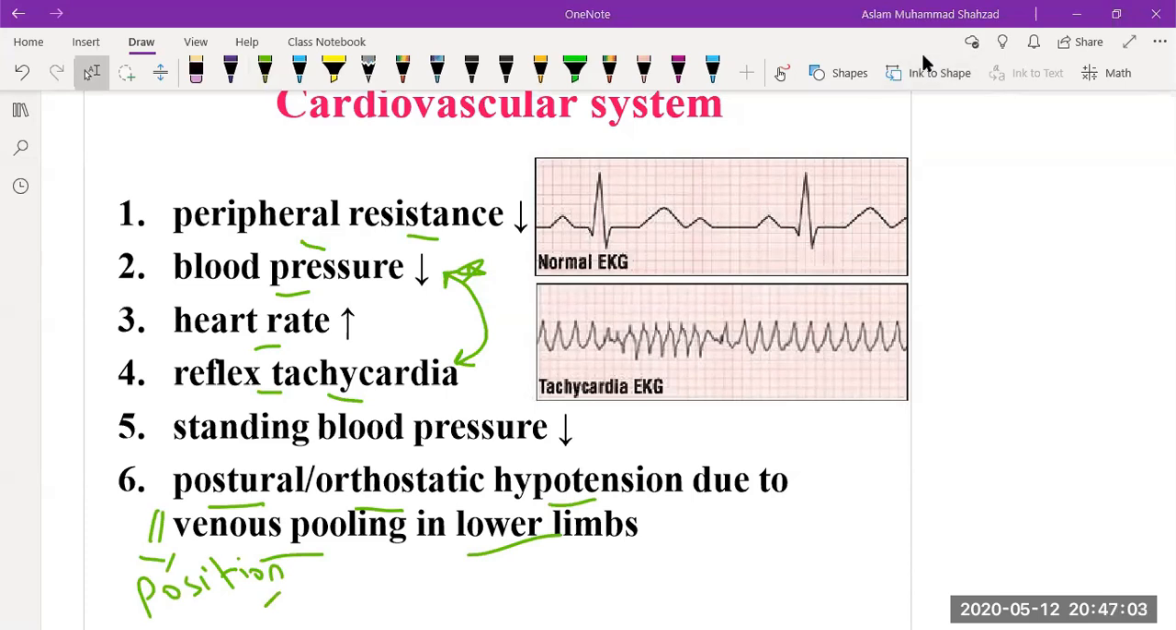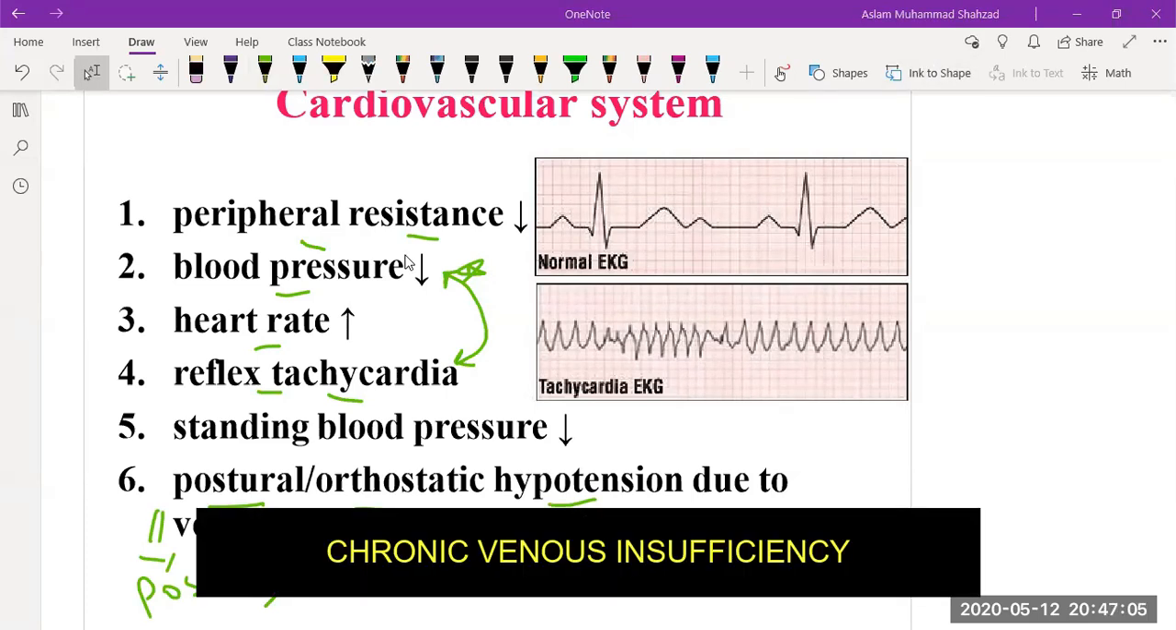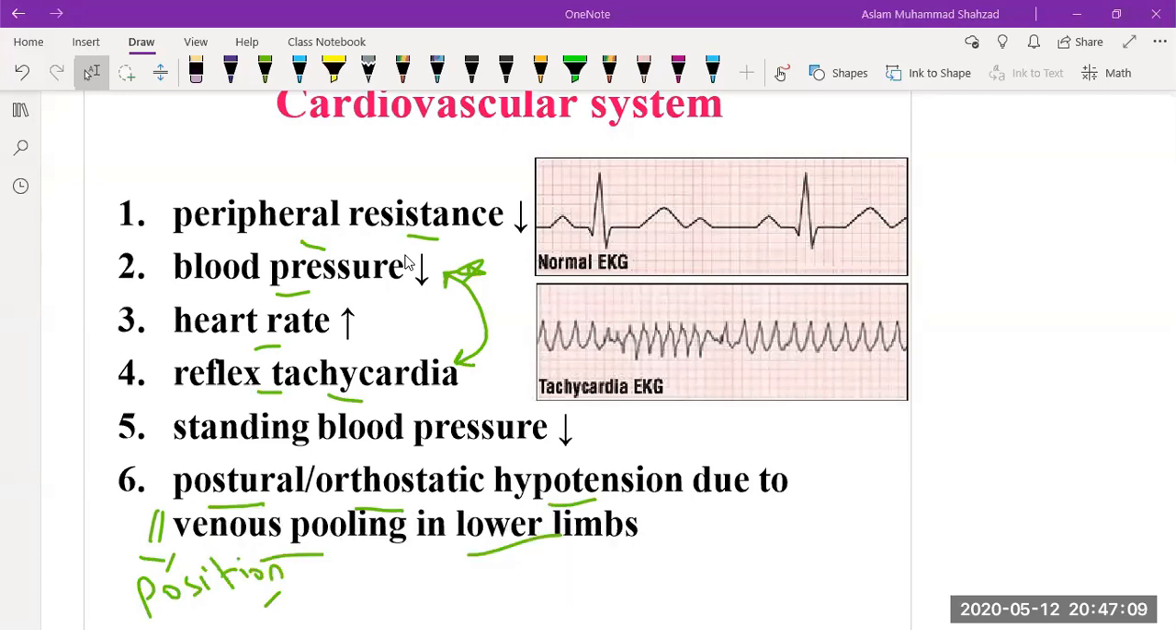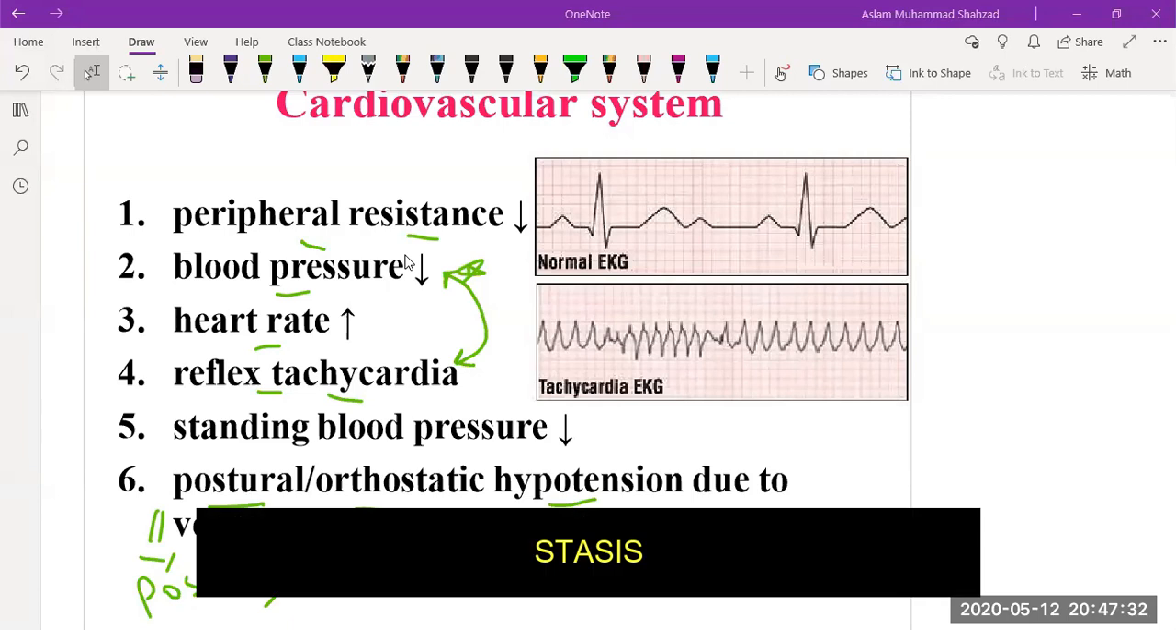What is meant by venous pooling? Actually, it is also known as chronic venous insufficiency, and it is a condition where the venous wall or the venous valves in the legs are not working properly, and it makes it difficult for the blood to return to the heart from the legs, and that results in pooling or concentration of more blood in the veins, and it is also known as stasis.